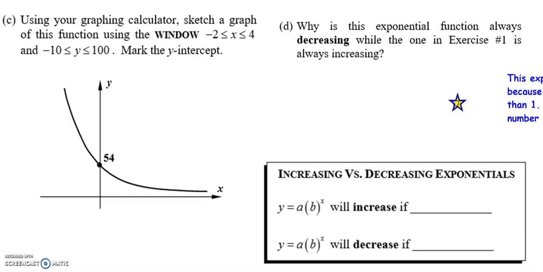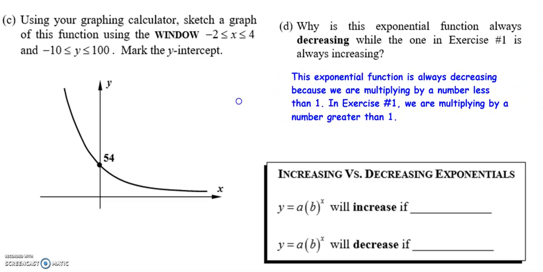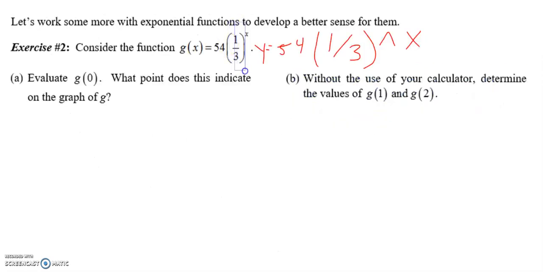Well, what we're looking for is something like this. This exponential function is always decreasing because we are multiplying by a number less than 1. Okay? This one we were multiplying, remember, by 1/3. If you think about it, if we keep multiplying by a third, it's going to make things smaller. Taking a third, taking a third, taking a third, that's going to be smaller.